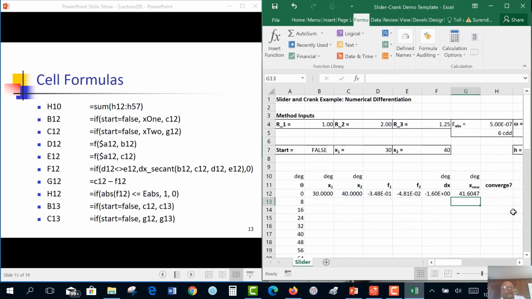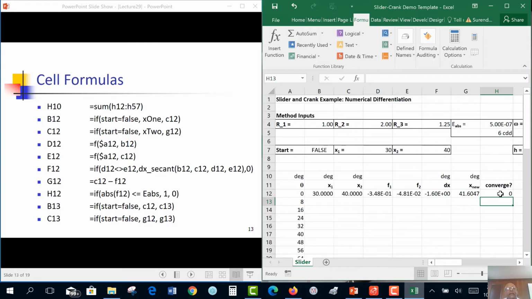And then for convergence, since we want to count how many converged or not, we are going to say if it didn't converge, we'll call it 0. If it converged, we'll call it 1. So we are going to put an if statement there. If the absolute value of dx is less than or equal to EABS, that means we have converged, then its value would be 1. If we have not converged, the value is 0.